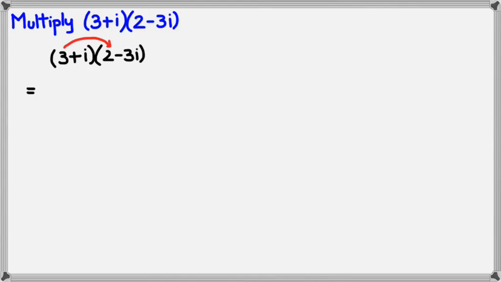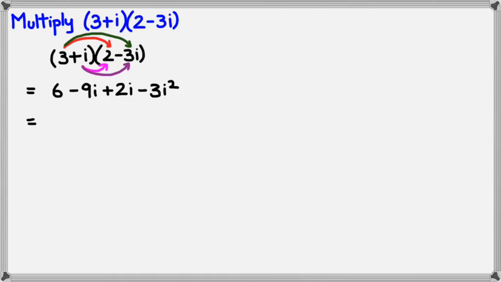So first, 3 times 2 gives us 6. The outsides, which is 3 times -3i, makes it minus 9i. Then we have the insides, which is i times 2, which is 2i. And finally the last terms, which is i times minus 3i. You're going to get -3i squared.